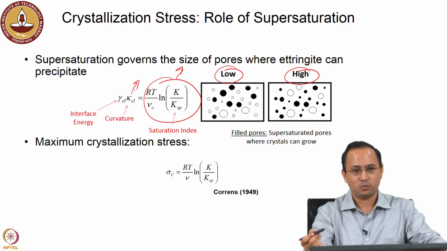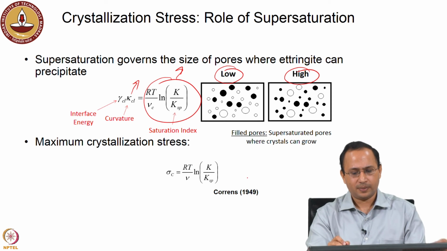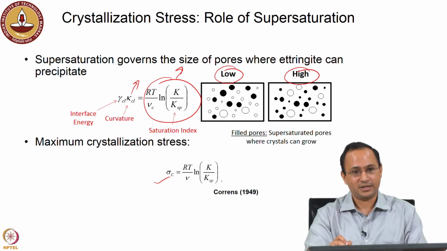So, when you have high supersaturation, that means your crystals can form in smaller pores, but when you have low supersaturation, that will not happen. So, these two schematics depict that, right, where in high we see the pores being filled, smaller pores being filled. Now, this maximum crystallization stress can be calculated, right, if we know the supersaturation. This gives us the upper bound of the stress.